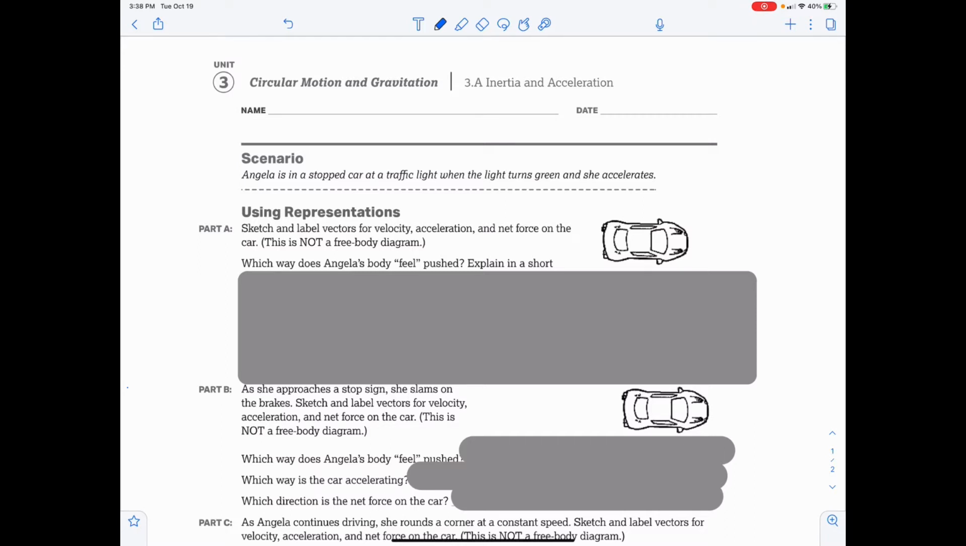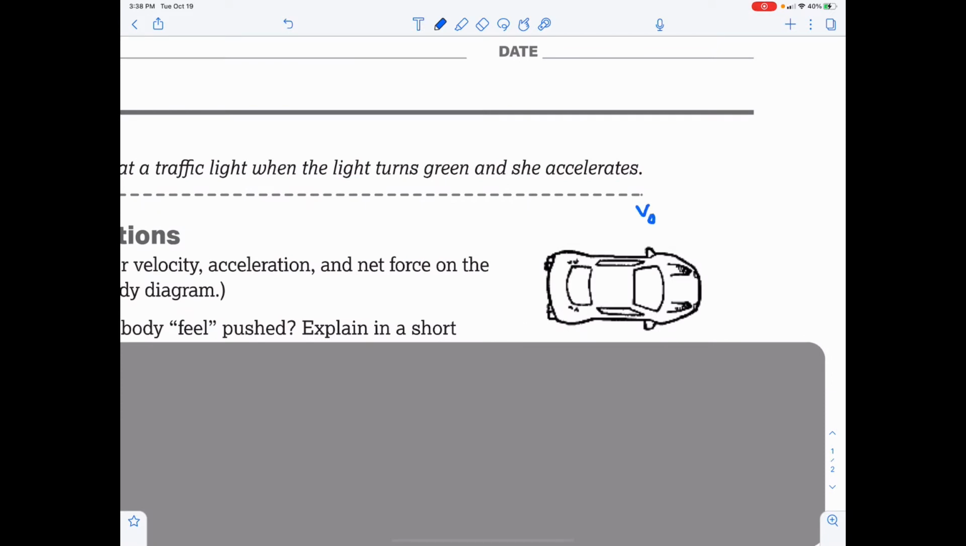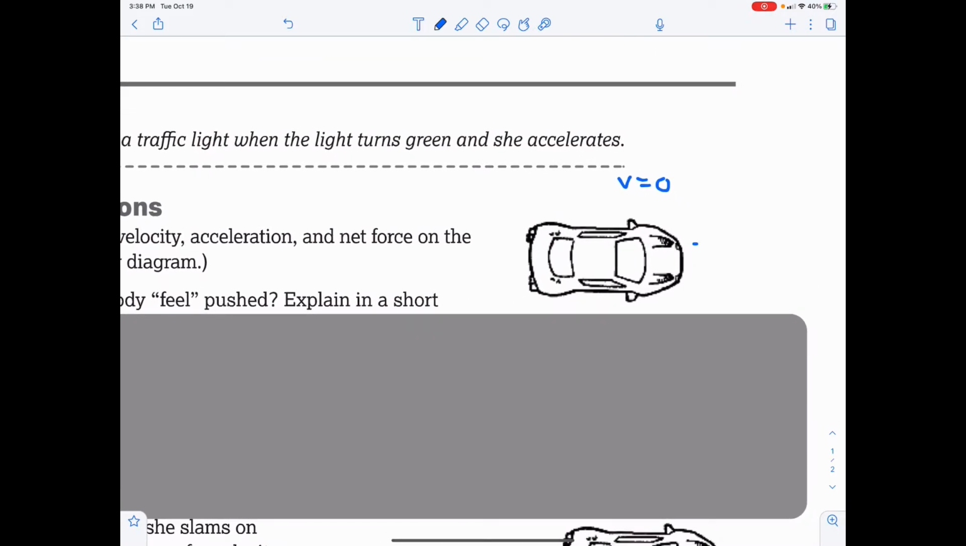Angela is in a stopped car at a traffic light when the light turns green and she accelerates. Part A. Sketch and label the vectors for velocity, acceleration, and net force on the car. Again, this is not a free body diagram. Well, if the car is starting from rest, that means the velocity is 0 at the moment the light turns green and she accelerates, so the velocity starts from 0. The net force and the acceleration are both in the forward direction.